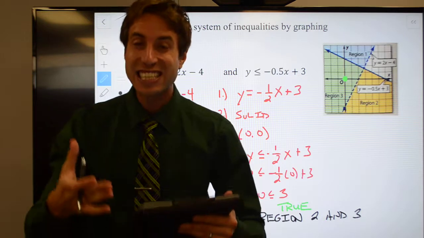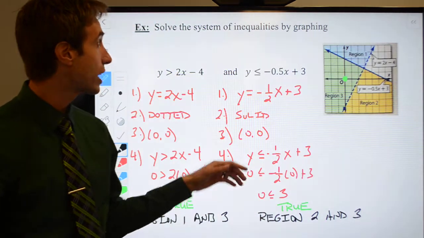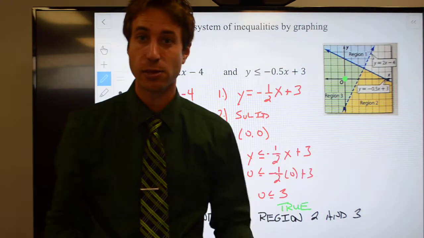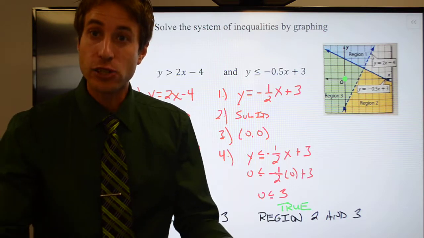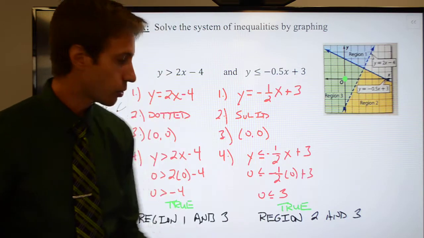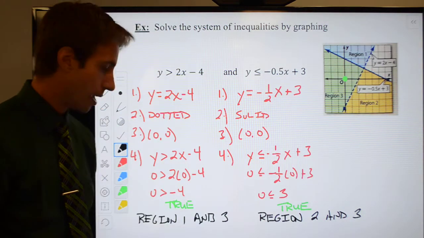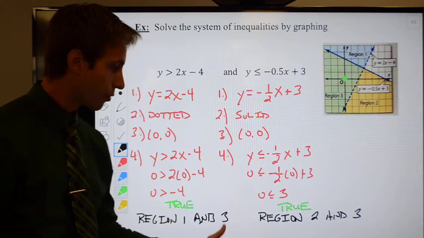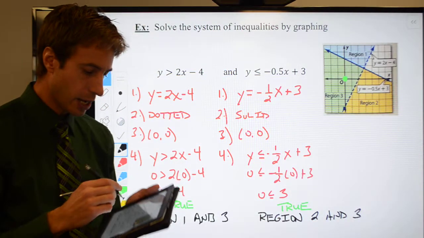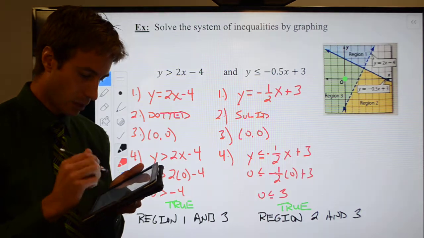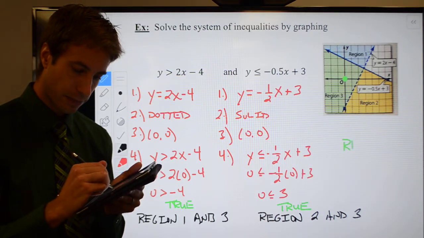So, what is the answer to this question, right? I want you to solve this system of inequalities. What is your solution region? Well, it's whichever one they both have in common. This one has a solution region of 1 and 3. This one was 2 and 3. So which one's our winner? Well, that'd be region 3.